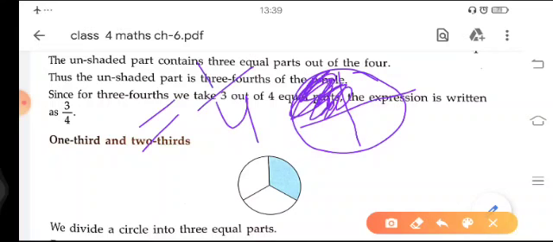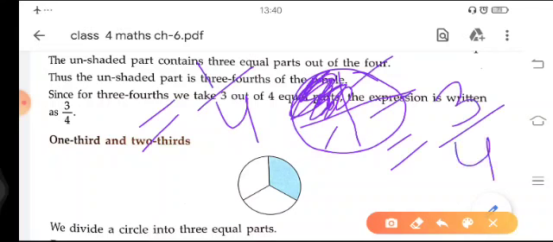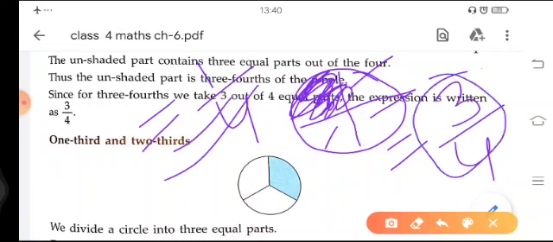And if I ask what is the portion of the unshaded part, then 1, 2, 3. There are 3 parts which are unshaded. Then its fraction will be 3/4. So 1/4 is the shaded and 3/4 is the unshaded part, right?